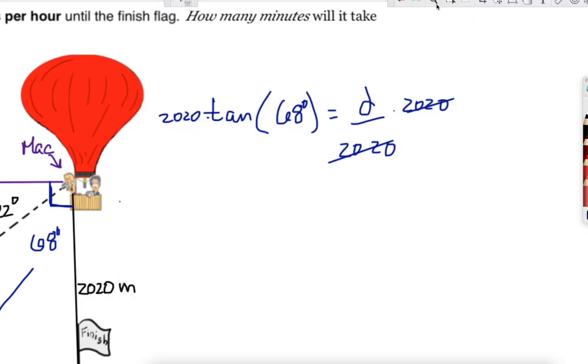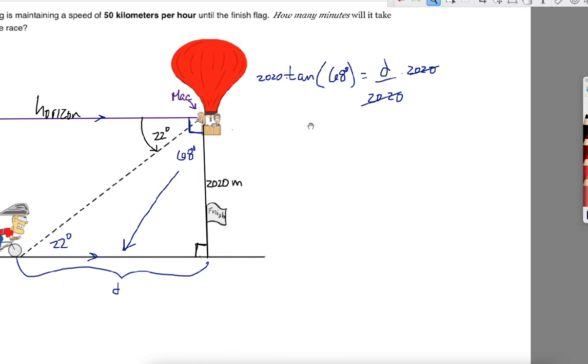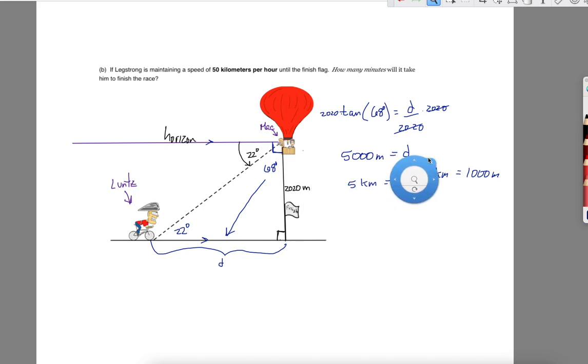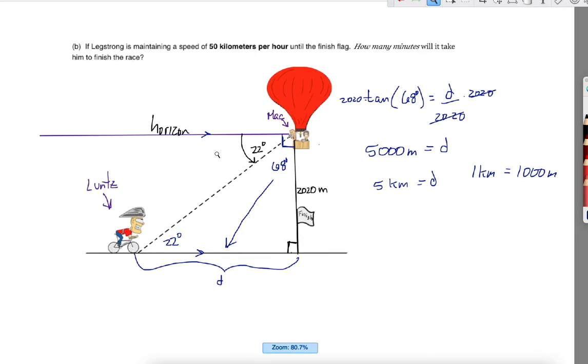How are we rounding this? Well, I'm rounding it to 5,000 meters. Well, how many kilometers is that? 1 kilometer is 1,000 meters. So therefore, this is the equivalent of a 5K, 5 kilometers. All right, now, if Legstrong is maintaining a speed of 50 kilometers per hour until the finish flag, how many minutes will it take him to finish the race?